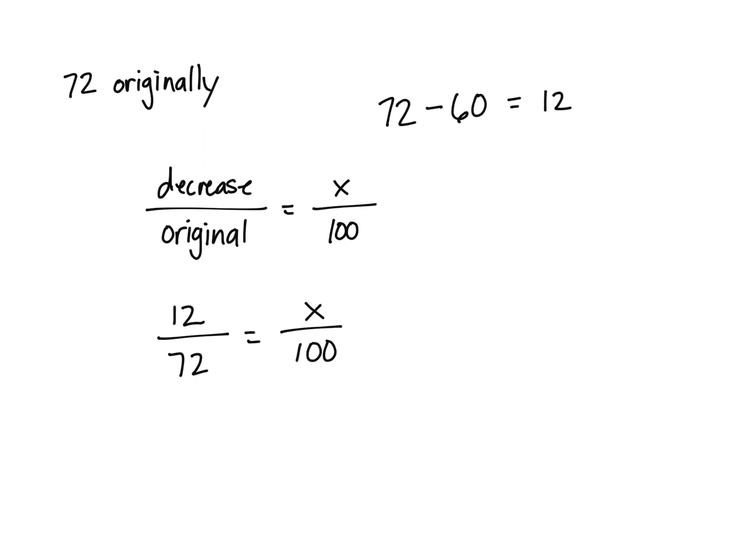So to solve for x, we're going to cross multiply and divide, and x should come out to 16.6 repeating, but it says to round to the nearest tenth. So if we were looking at the 2 decimal spots, we would have a 6 and a 6, which would round it up to 16.7. And that is a percent.